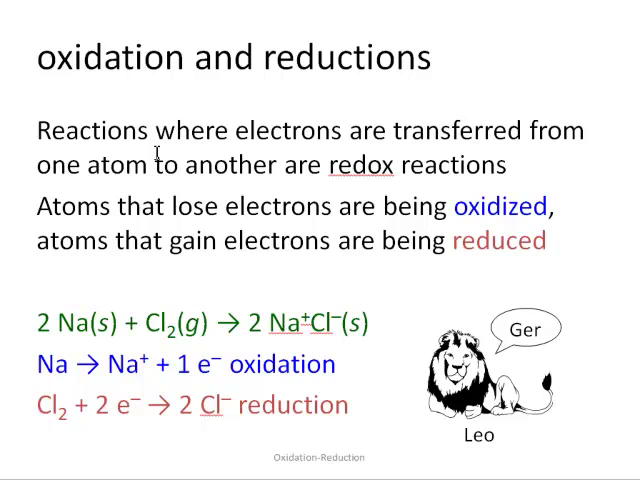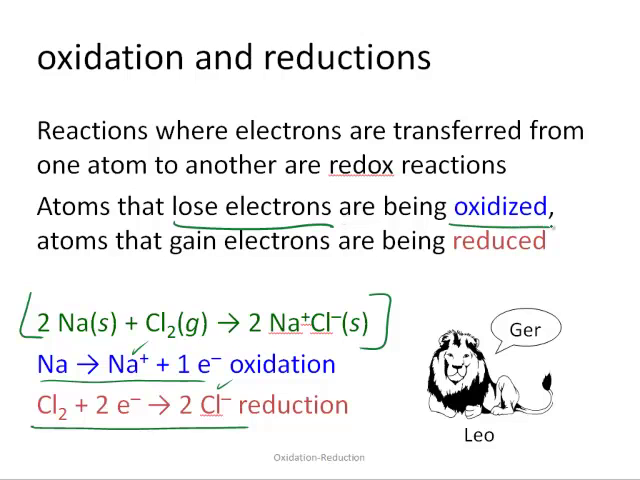If we take a look at this, we can see that the overall reaction is written here in green. Sodium plus chlorine is yielding sodium chloride. We know that in the process of this occurring, sodium is losing electrons to form sodium cation, and each chlorine atom is gaining an electron to form the chloride anion. We refer to any atoms that lose electrons as being oxidized. And any atoms that gain electrons, we refer to them as being reduced.